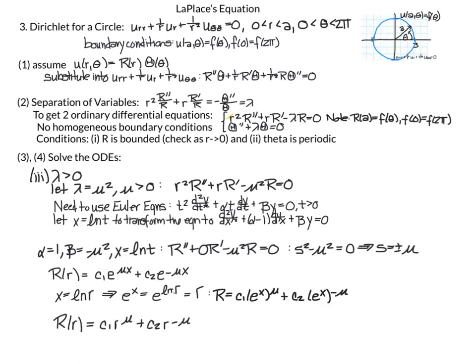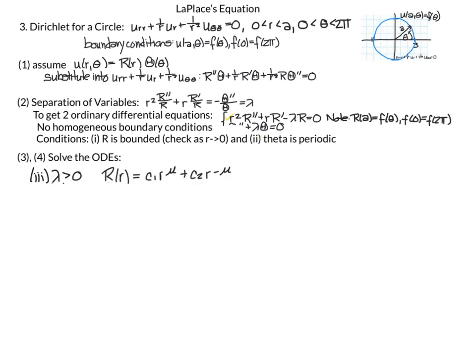But now I need to put this in terms of r, because we had used the substitution. Actually, I put x equals natural log of t, but it should have been x equals natural log of r. So I have e to the x is equal to e to the natural log of r, which is equal to r. So here we have c1 e to the x times mu, and then c2 is e to the x times minus mu. The e to the x here is simply equal to r. So our r function is equal to c1 r to the mu plus c2 r to the minus mu. And remember, mu squared is equal to lambda.